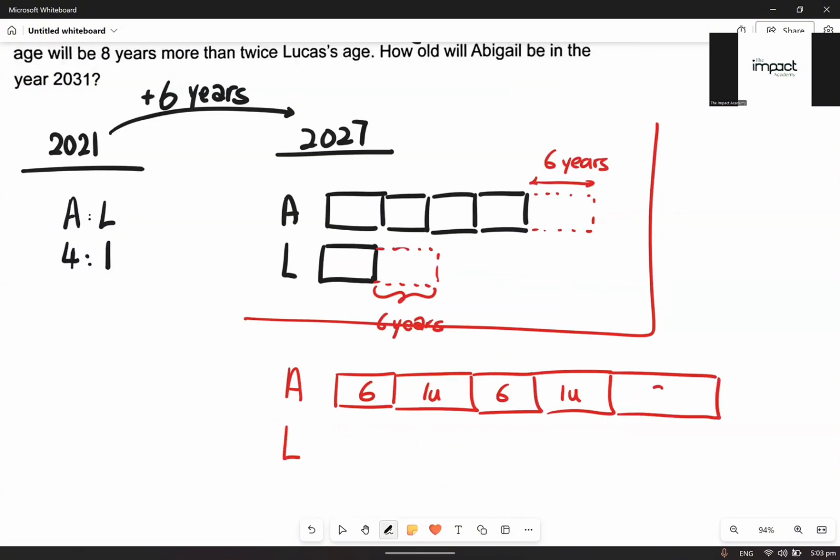And then we add in the 8. Right? Lucas will be just 6 over here and then 1 unit over here. Do you understand or don't understand? All right, 6 over where? 6 over here, 1 unit over here.